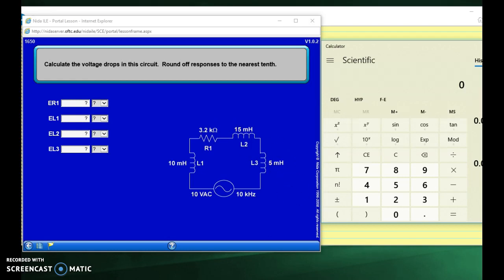So remember, X of L is 2 pi FL. So we're going to go 2 times pi times frequency, which is 10. And this is in kilo, and all of our coils are in millis, so we don't have to worry about units. And then we're going to say times, and we'll start with the first one, 10. Alright, that gives us 628 ohms. So X of L for this first guy, let's come over here and put that value in. I thought I had a text tool, but I don't. Anyway, X of L1 equals 628.32 ohms.